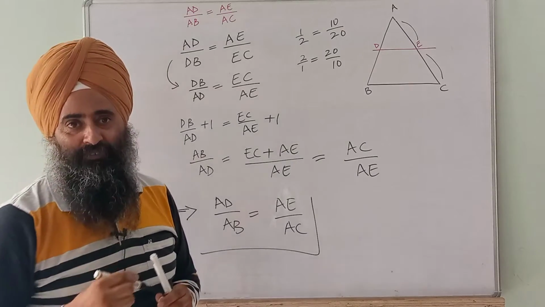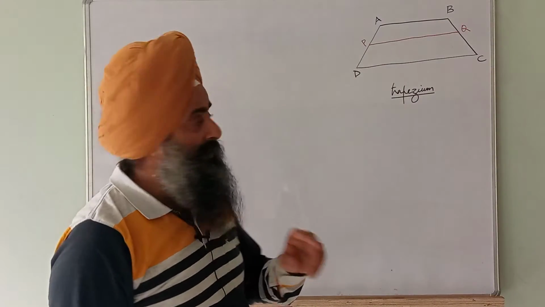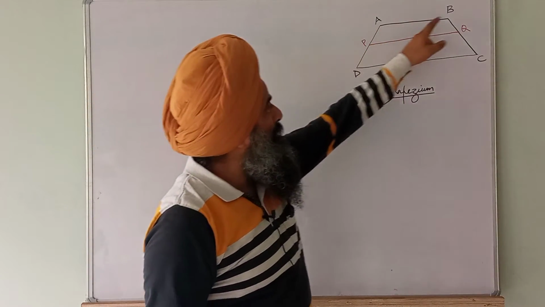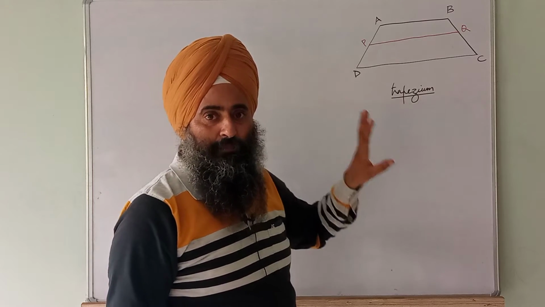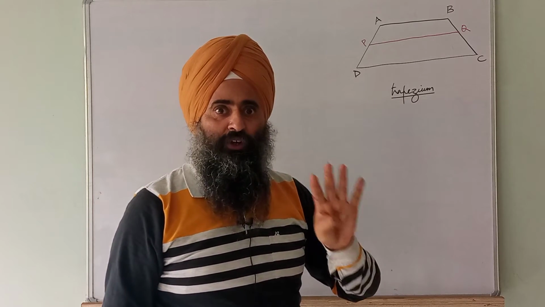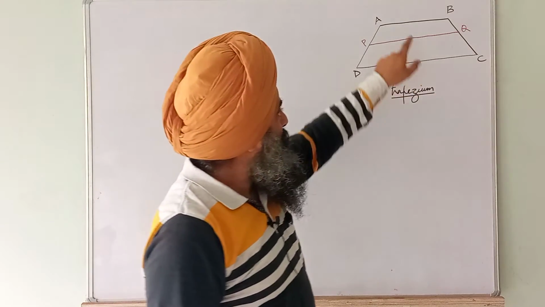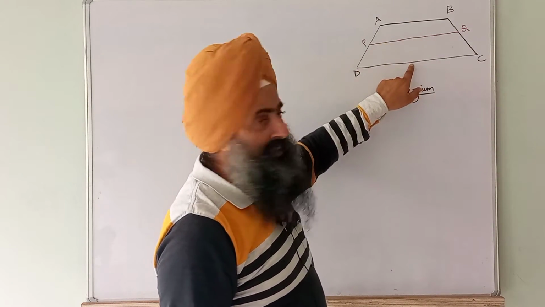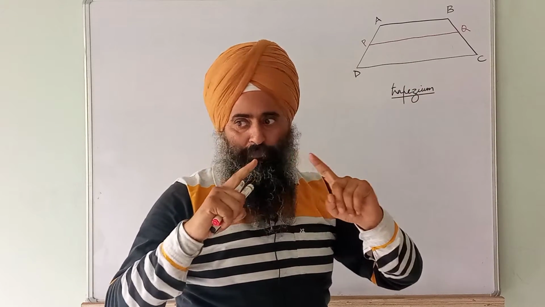Thank you. Alright students, now we are doing the second sum. In the second sum we have a trapezium ABCD. You know students, what is a trapezium? Trapezium means a polygon with how many sides? 4 sides. 2 sides AB and CD are parallel, and 2 sides are non-parallel.